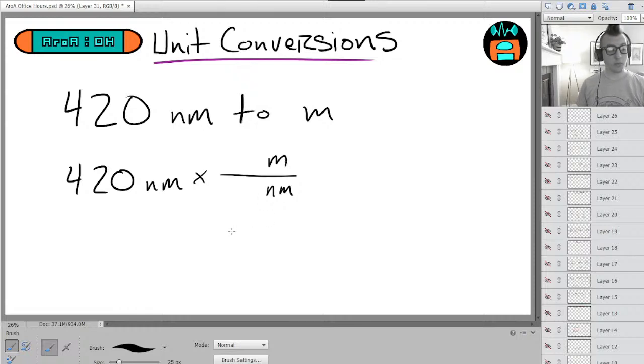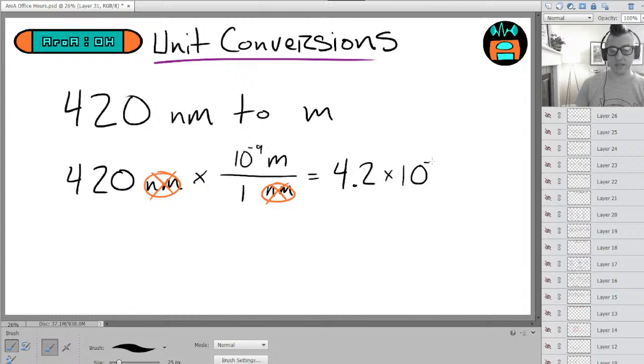Next, we have to look at our unit multipliers from that table that I wrote up earlier. You got to have this thing memorized, but at the beginning it might be helpful to have it out as a reference. 1 nanometer is 10 to the negative 9. That is the unit multiplier. Nanometers cancel. And now, when I punch this into my calculator, it tells me that the answer is 4.2 times 10 to the negative 7th. My calculator just punched it in scientific notation.